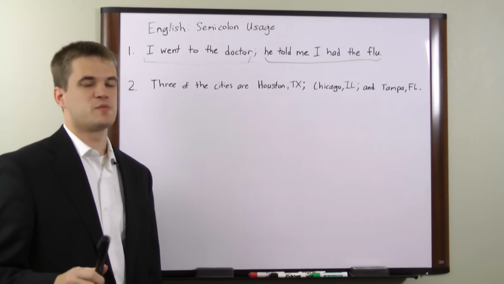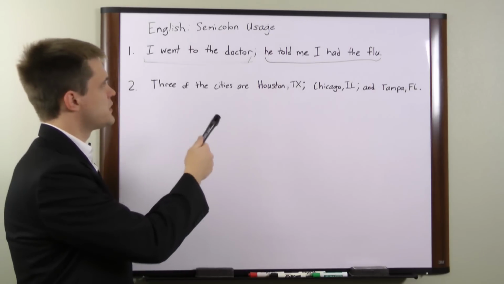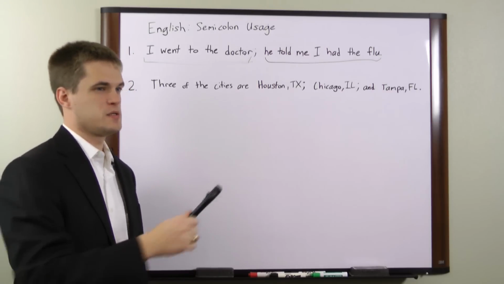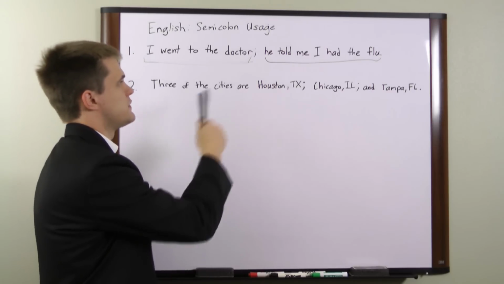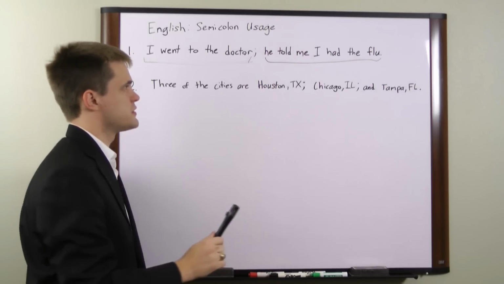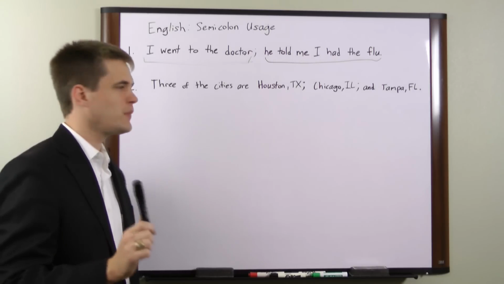You would not, for instance, be able to use a semicolon in a situation where your two clauses were, I went to the doctor, I scored a 99 on my exam, because they're not related in the same way that these are. So in order to use a semicolon to separate two independent clauses, the two clauses must be very closely related to one another.